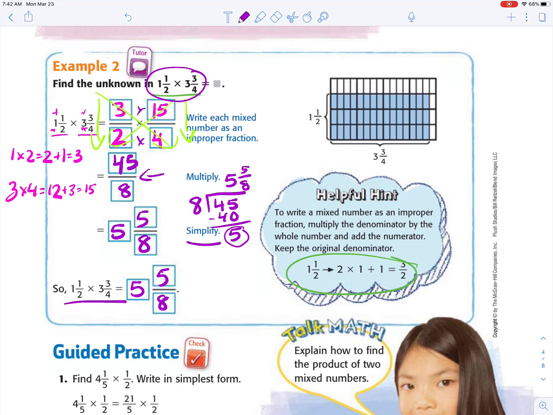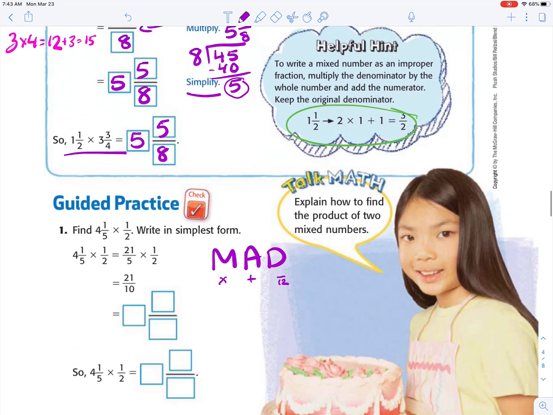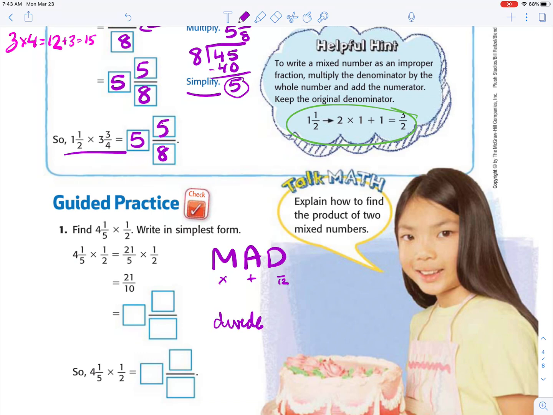Now I would suggest that if this is confusing for you, you either make yourself a chart or create some kind of notes that go over the steps. The main steps that you need to remember in this lesson are MAD, where you're multiplying, you're adding, and then the denominator will stay the same. And the second thing that you want to remember is how to change an improper fraction to a mixed number by dividing the bottom into the top.